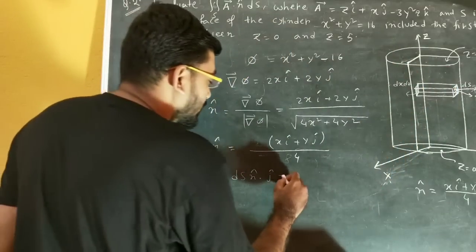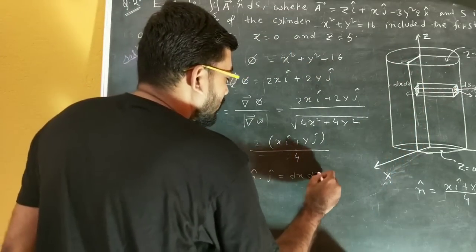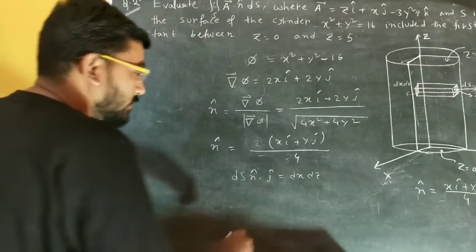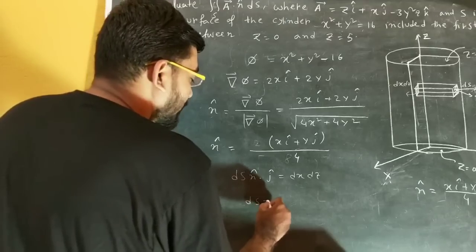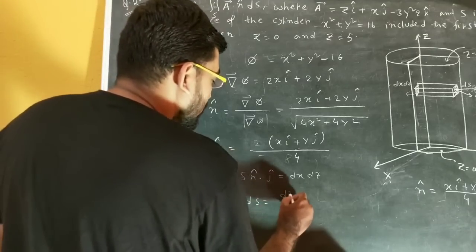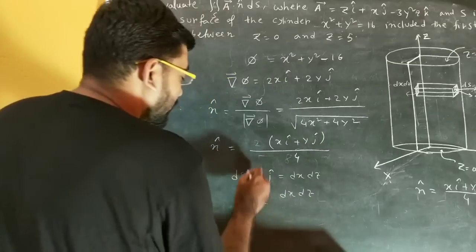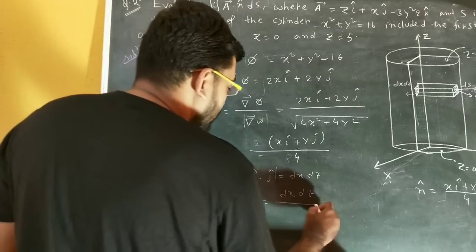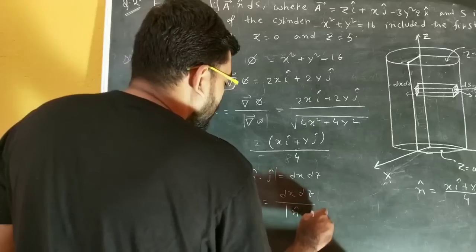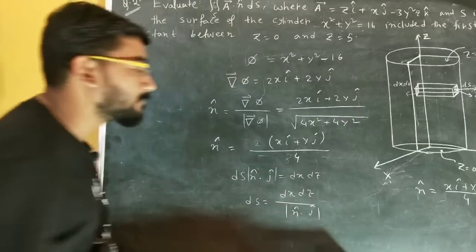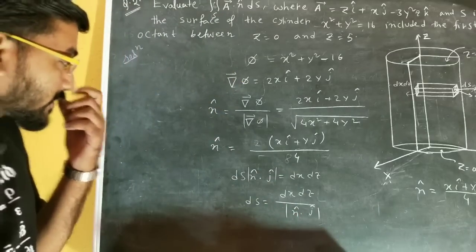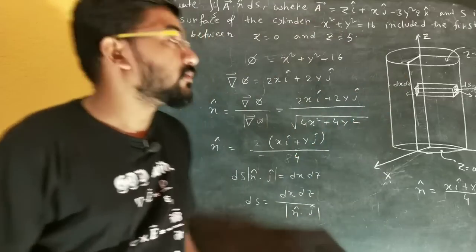So it will be dx dz. So what will be ds? From here you can write that ds will be just dx dz divided by, you can take a mod sign, mod n dot j cap. You cannot take the projection on another plane.